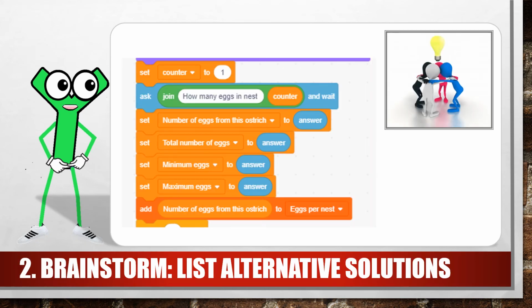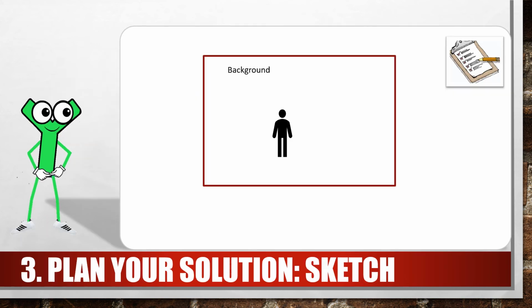Think about different solutions. For instance, you will have to use a counter to know which nest data you enter. After the first number was entered, the cumulative total and the minimum and the maximum will be this number. And you can use a loop that repeats 4 times after setting the initial values. Or you can use the loop to repeat 5 times. Draw the design for the background and the position of the sprites and label the sprites.